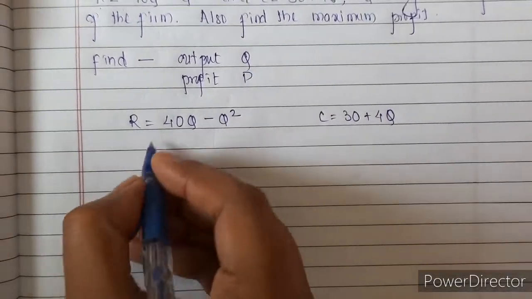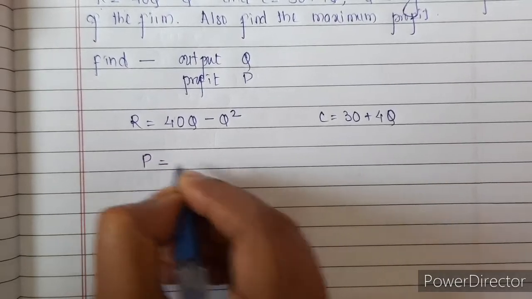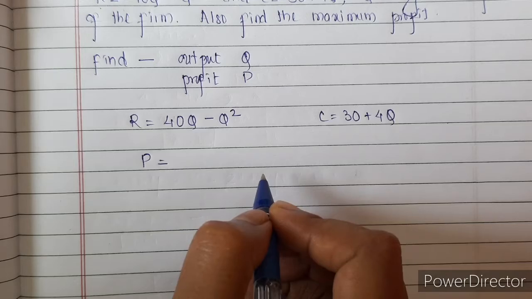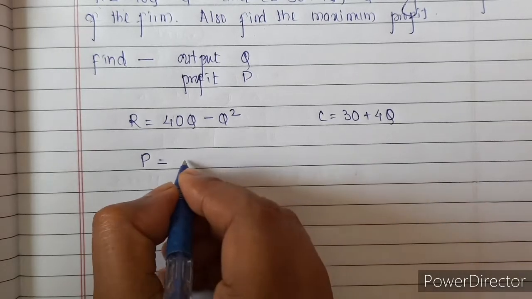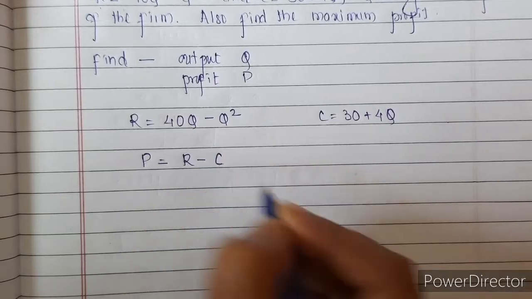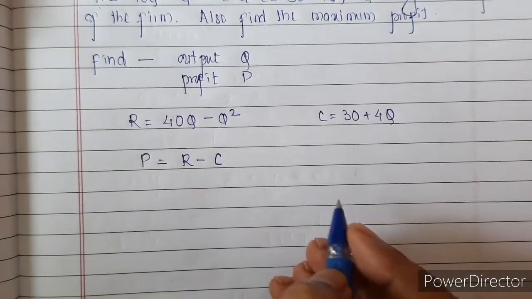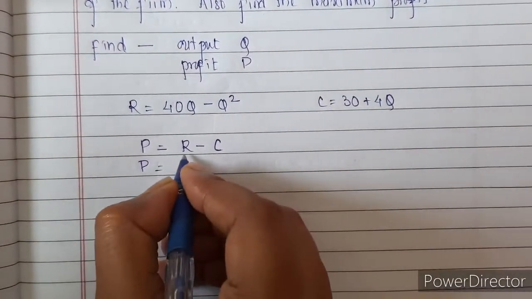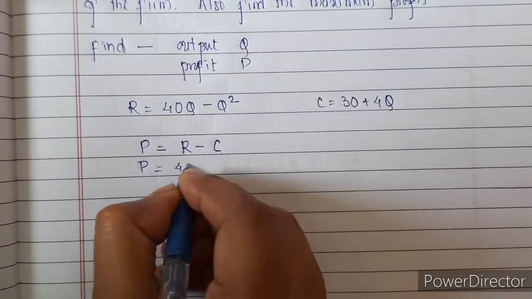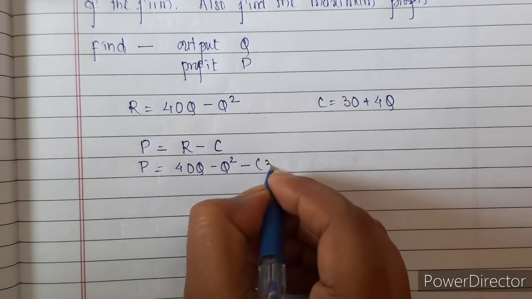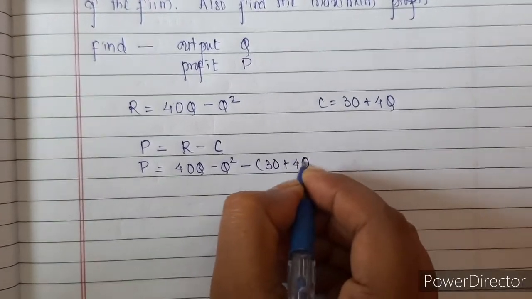Now we know that profit can be calculated by revenue minus cost. From the total revenue we are getting, if we subtract the cost of the product, what we'll get is the profit of the firm. So profit is nothing but revenue minus cost. Revenue is 40 times Q minus Q square, cost is 30 plus 4 times Q.